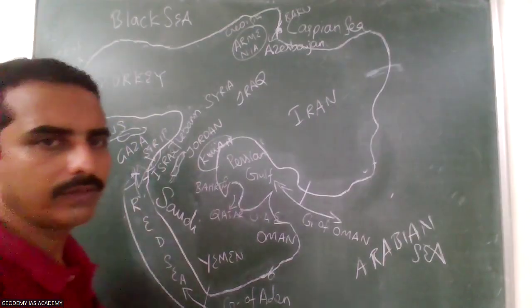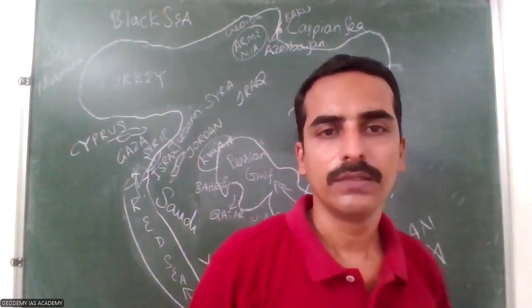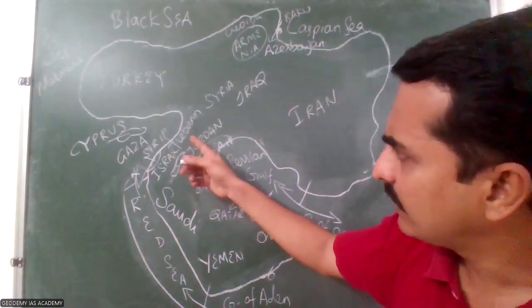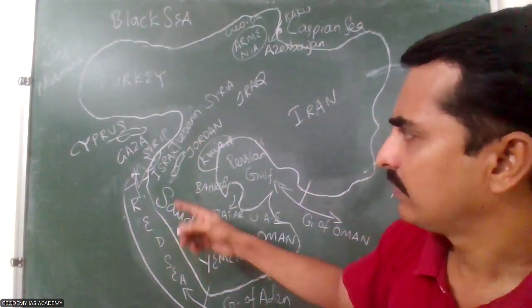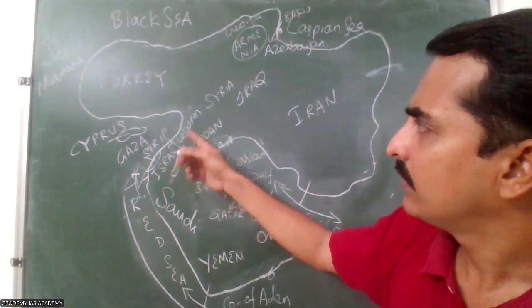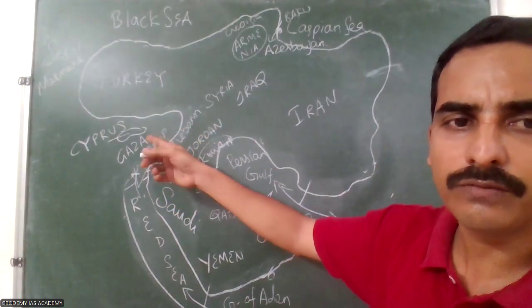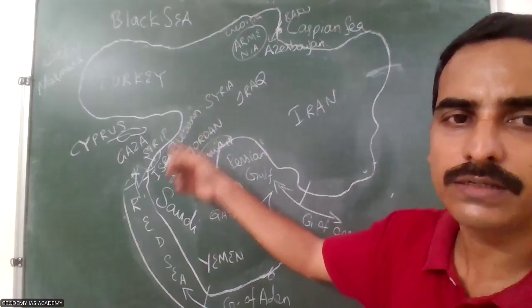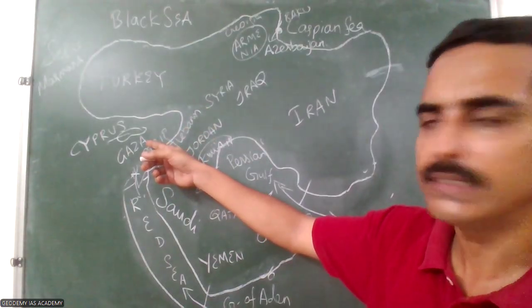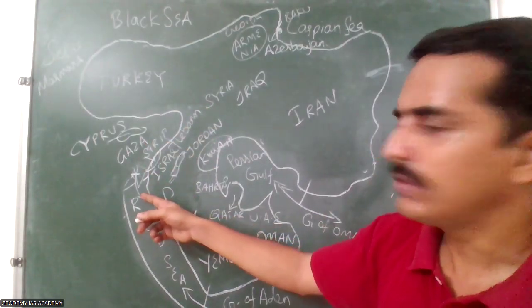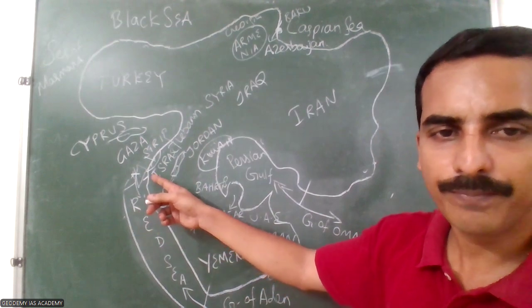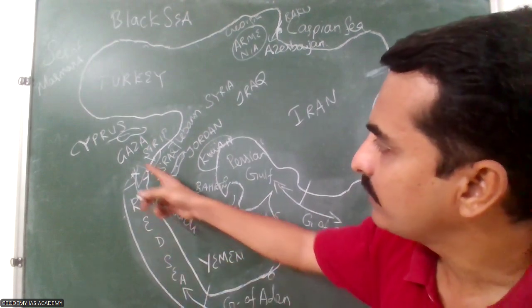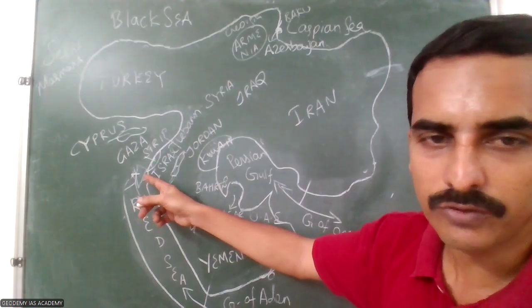Okay, so these are all the countries. Lebanon, Israel, and Syria have a border with the Mediterranean Sea. Jordan has a border with the Red Sea in the Gulf of Aqaba. And Israel has a border with both the Mediterranean and the Red Sea in the Gulf of Aqaba.